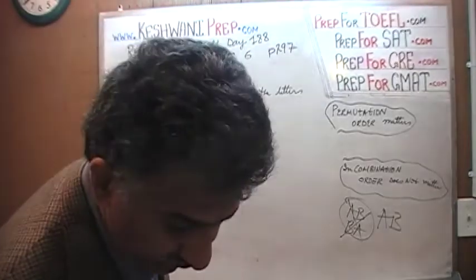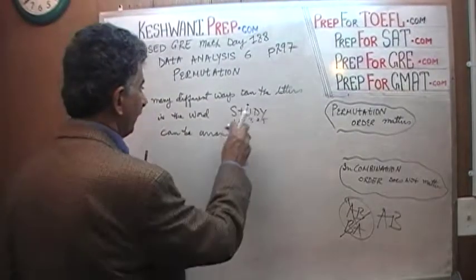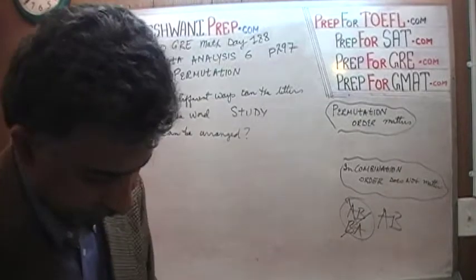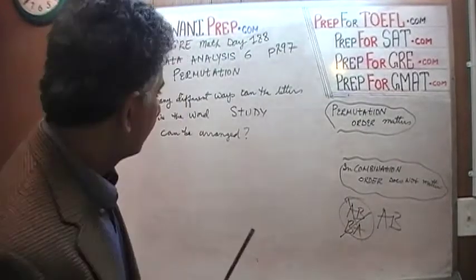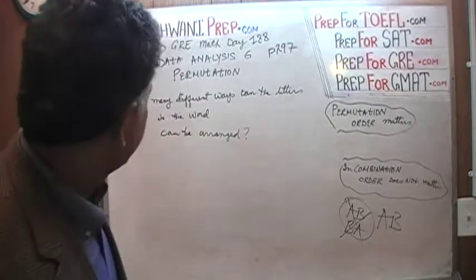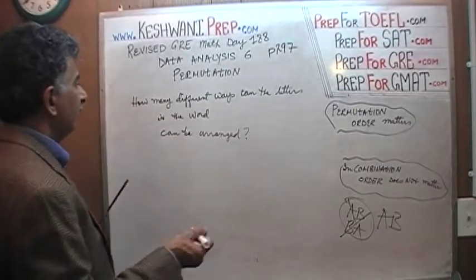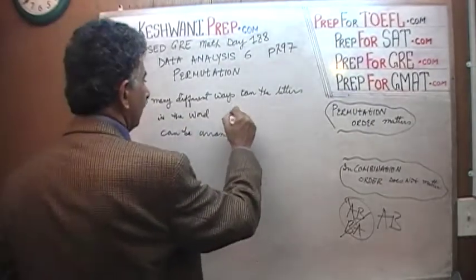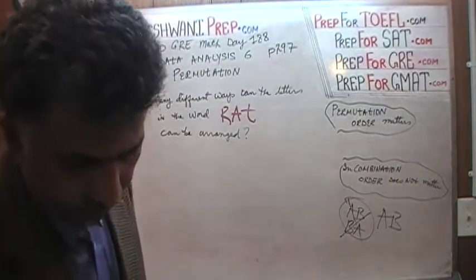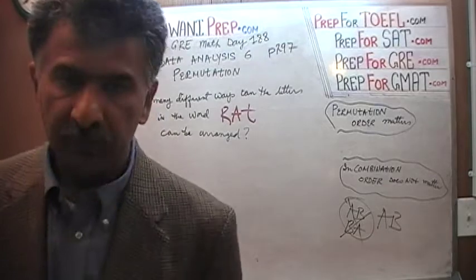What I want to start out with is to deal with some simple scenario. Instead of the word study, I'm going to give you a new word, a very nice word, a very fun word. Let's forget about the study. The question is, how many different ways can the letters in the word rat be arranged? We have a rat. How many different ways can we arrange these letters?